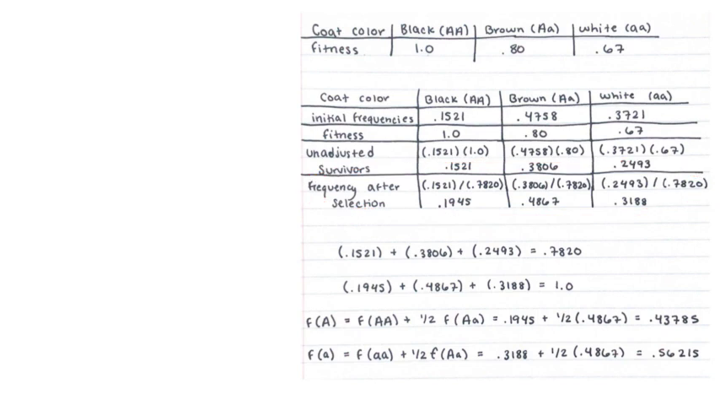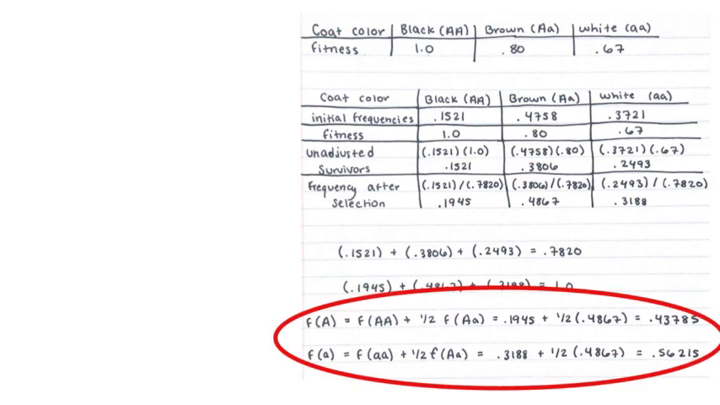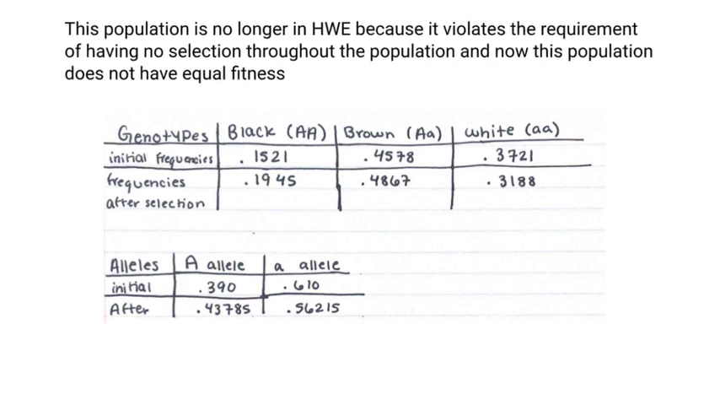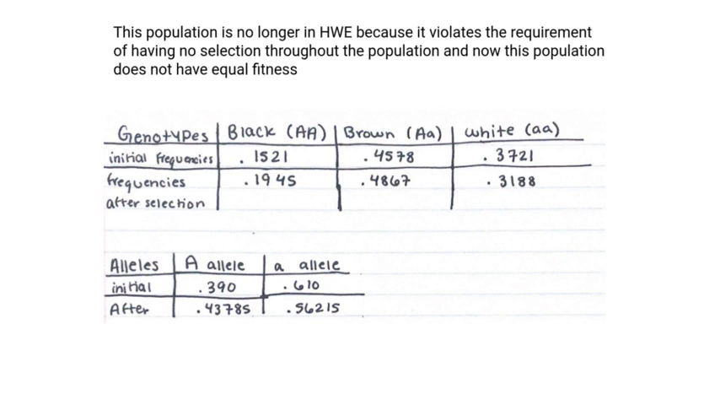Now that we have our genotypic frequencies after selection, we can use those numbers to find our allele frequencies after selection. You take the homozygous genotype frequency and add half of the heterozygous frequency. This population is no longer in Hardy-Weinberg equilibrium because it violates the requirement of having no selection occur in the population, and now the fitness is not equal.